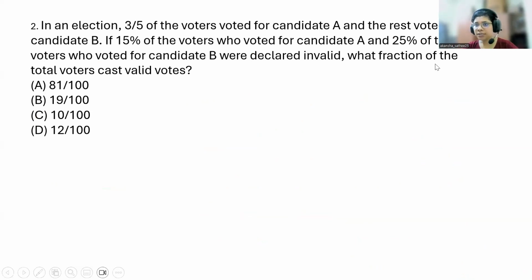Let's look at the next problem. What is the next problem? Again, you have to pay a bit more attention to this. In an election, 3 by 5 of the voters voted for candidate A, and the rest voted for candidate B. If 15% of the voters who voted for A and 25% of the voters who voted for candidate B were declared invalid, what fraction of the total voters cast valid votes?